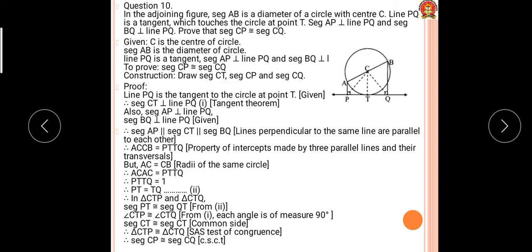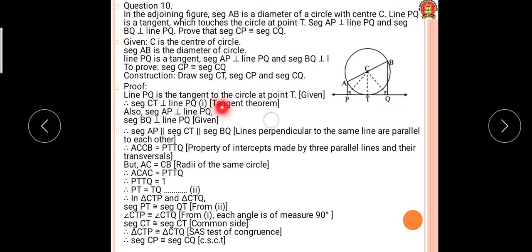Very simple question, students. Just join CP, CT and CQ. Whatever is given, you have to write in the given, as it is from the question. What to prove? CP is equal to CQ. The construction is just joining the segments.